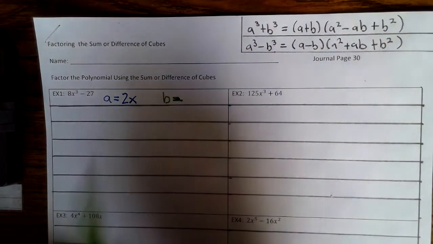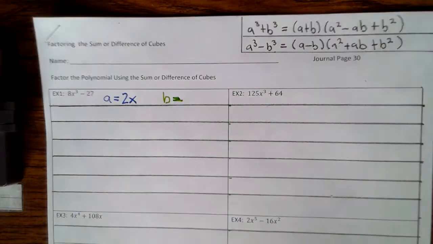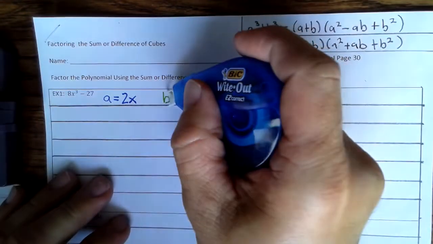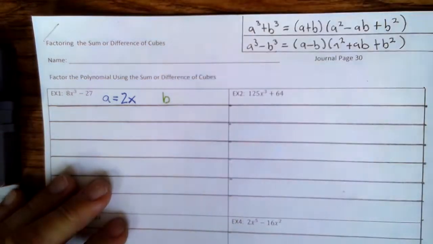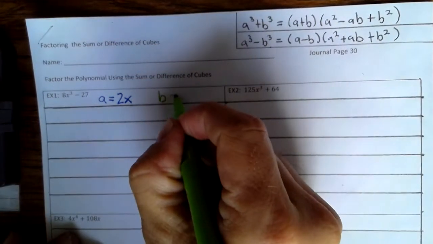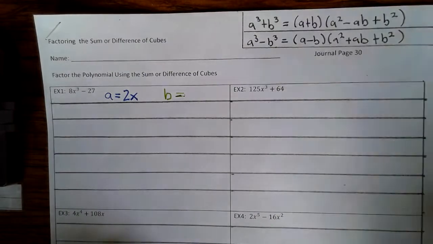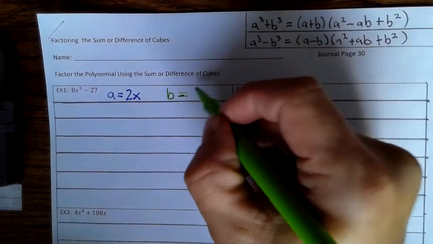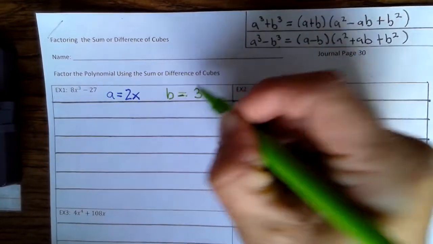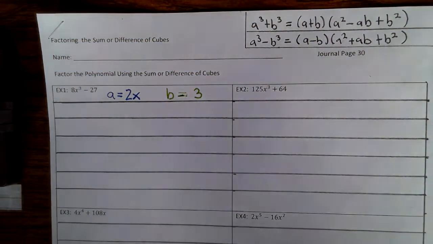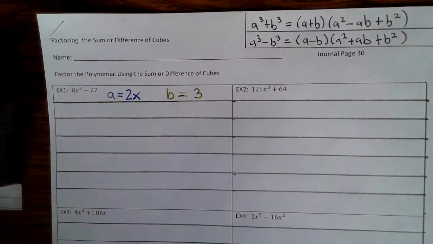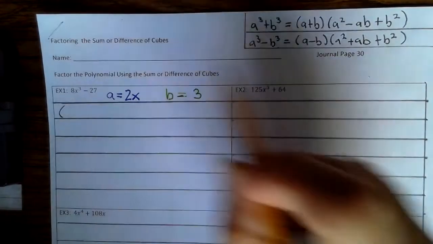So, and sorry, that equal sign got really messed up. Let's try that again. Equals, okay, well, what cube gives you 27? Well, the answer to that is 3. Okay, now that we have a and b, we're going to use this formula right here.